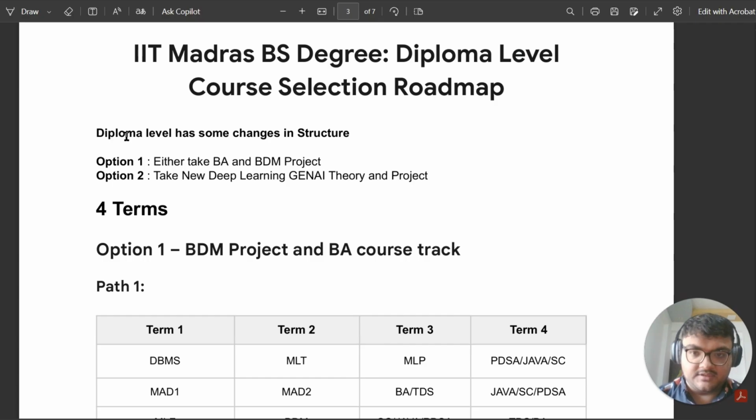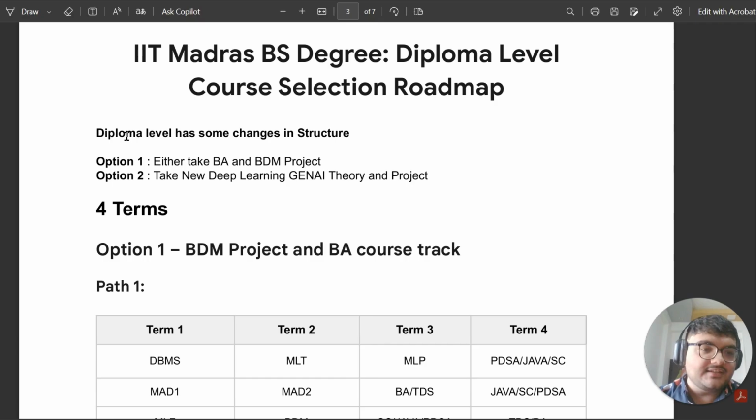BDM is business data management. And then there is deep learning and Gen AI. Either you can take the theory and project of deep learning Gen AI, otherwise you can take business analytics and the BDM project. So let me give you some idea about it.